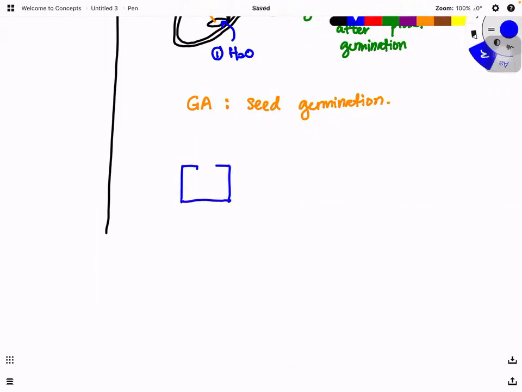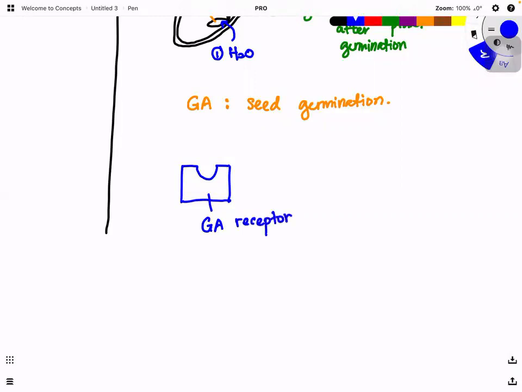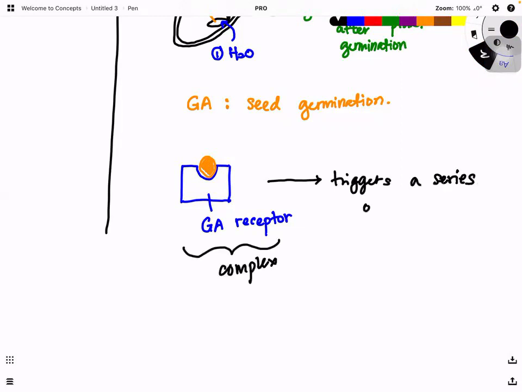Let me draw it first. So what is this? This is a gibberellic acid receptor, GA receptor. So what happened to this GA? When gibberellic acid binds to the receptor, it's going to trigger a series of events. The complex here, we call it a complex. So this complex now will trigger a series of events, or series of reactions.